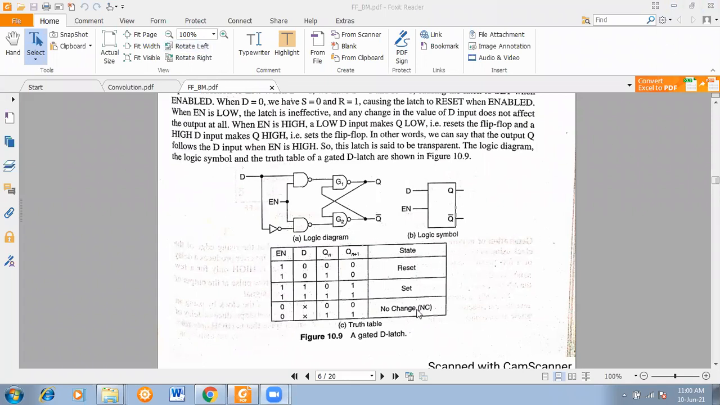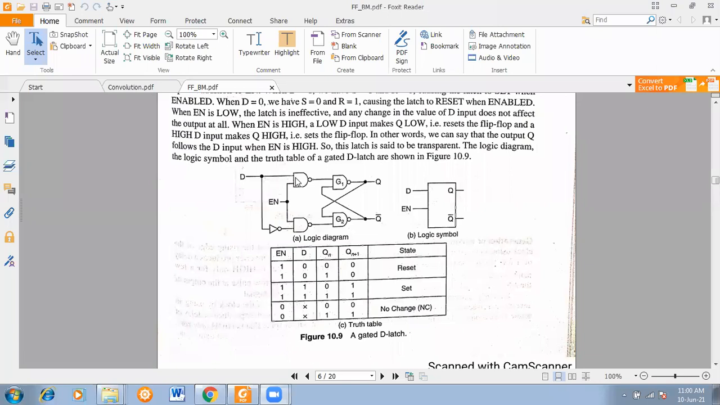So if clock is grounded, then whatever the value at D, that effect will not come to the output. So output will be the no change condition. So when we are applying 0, so what will happen, see, that is 0. So suppose S is equal to 0.